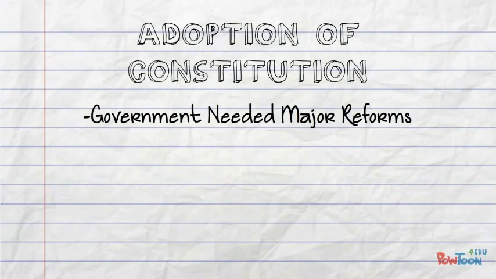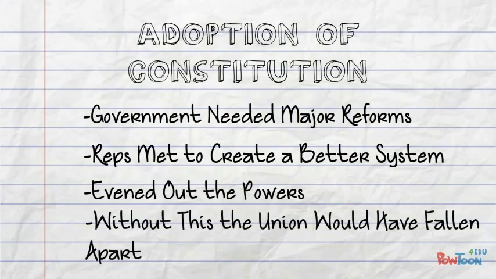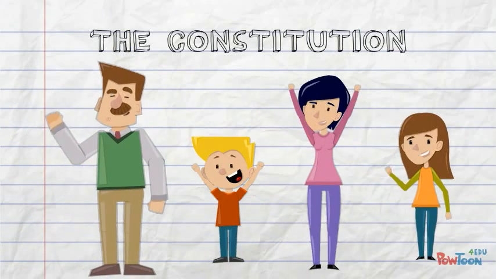The Constitution was adopted because the government was a mess and needed major reforms. Representatives from the states came together to create a better system that evened out the powers and created a more stable government. If they had not done this, the Union would have fallen apart along with the country. Overall, the Constitution brought together the states and solidified the United States of America.